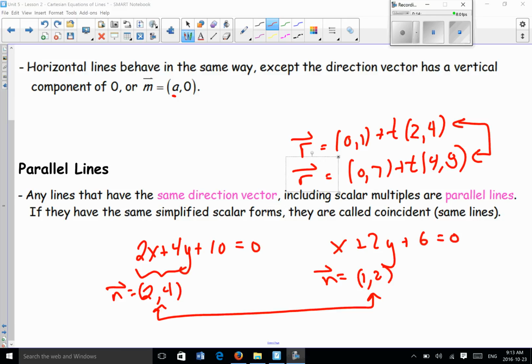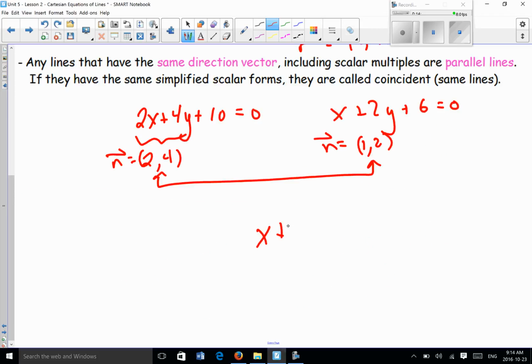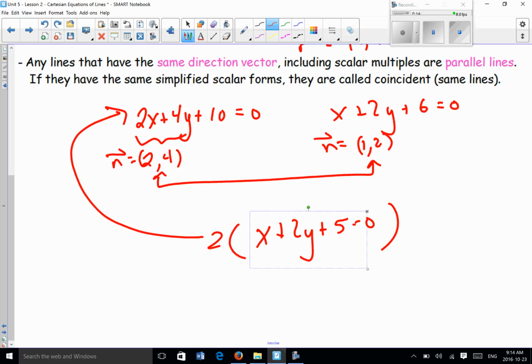Okay, so same normal vectors means parallel, same direction vectors means parallel, and for our future reference, we're going to call this coincident. If they have the same scalar multiple of the c value, so these two lines are parallel. A coincident one might be x plus 2y plus 5 equals 0, because two of these makes that. So same line, different version, coincident. Same normal vectors, parallel.